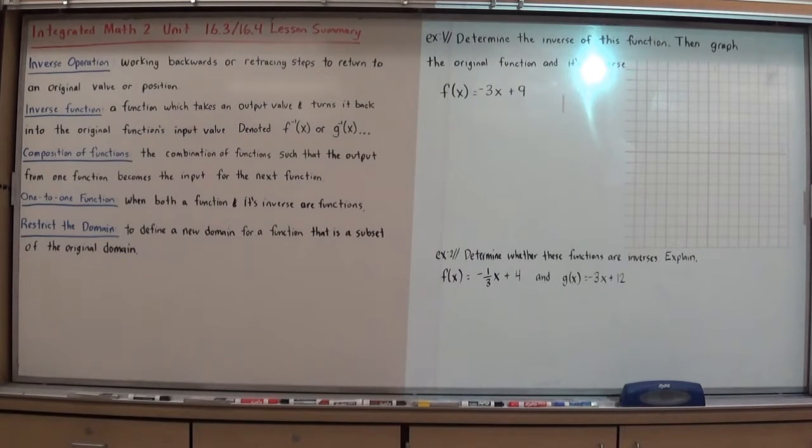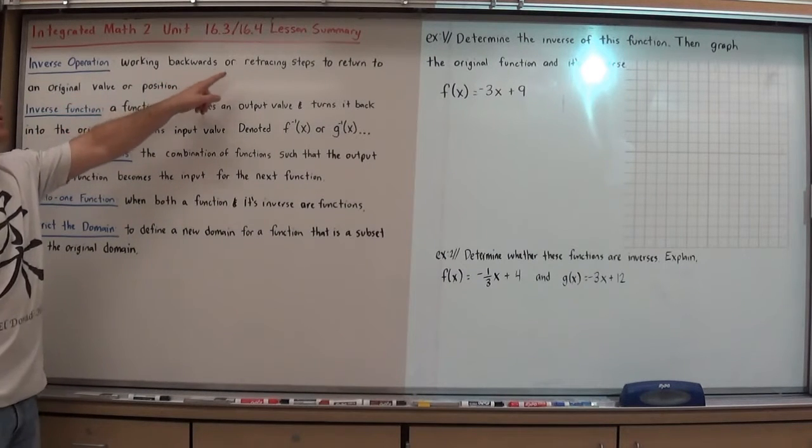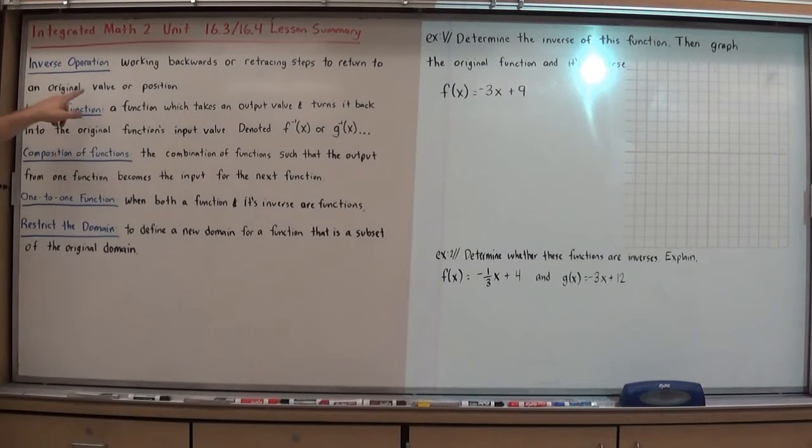So let's start with what an inverse is. An inverse is basically the exact opposite operations, in order, that you're performing to a function. So one way I can determine an inverse operation is to work backwards and retrace the steps to return to an original value or position.